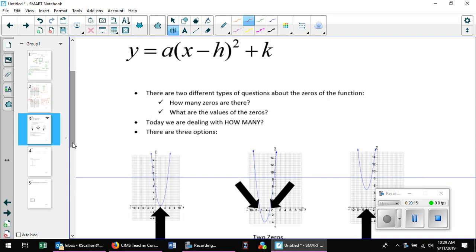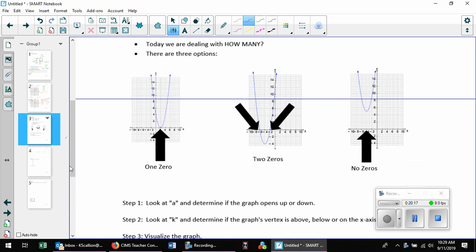So you've got three options. I went a little bit crazy with my arrows. They're very bold. So option one is you have one zero. That means you have one x-intercept, which means your vertex is on the x-axis. The other option is you have two. The parabola crosses the x-axis twice. Pretty easy. And then this one, there's none.